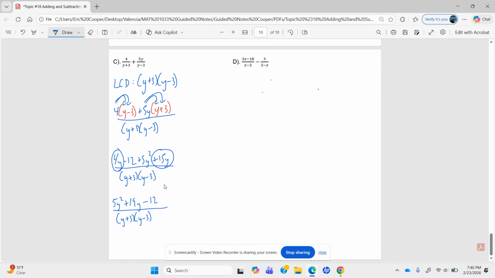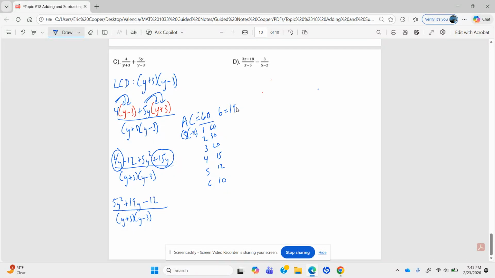Let's check and see if this can factor. This would be the AC method. So I have A and C, I have 5 and negative 12. That makes negative 60. So I have to check and see, is there anything that multiplies to negative 60 that can get me a 19? I've got 1 and 60, 2 and 30, 3 and 20, 4 and 15, 5 and 12, 6 and 10.